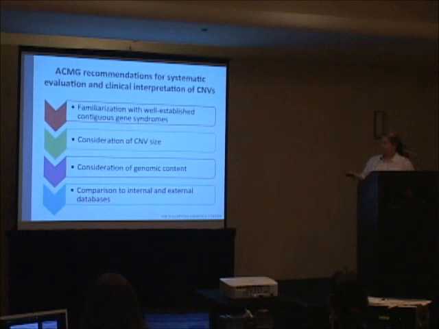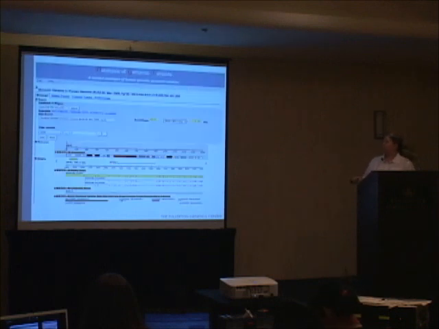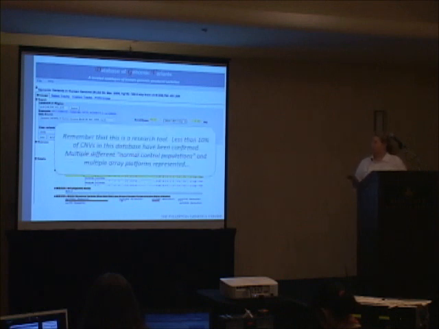The last item, which kind of segues into this, is the comparison to both internal databases that you keep and external databases. The Database of Genomic Variants we're probably all familiar with. It's a fantastic resource, but it has limitations as well. And I just want to remind everyone that this is a research tool.